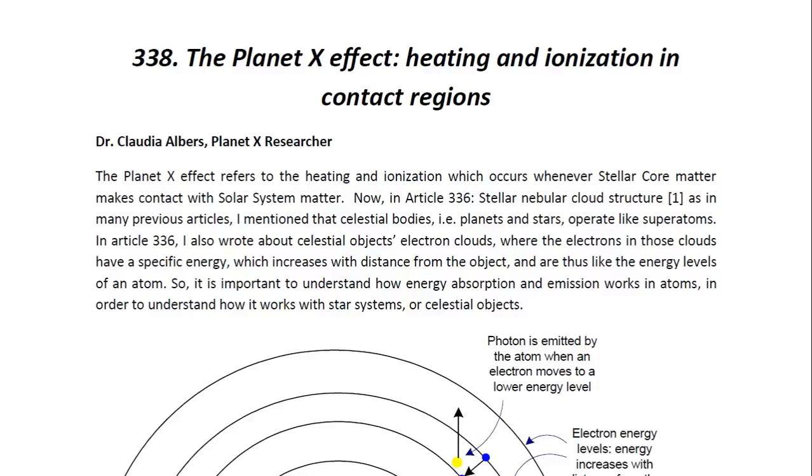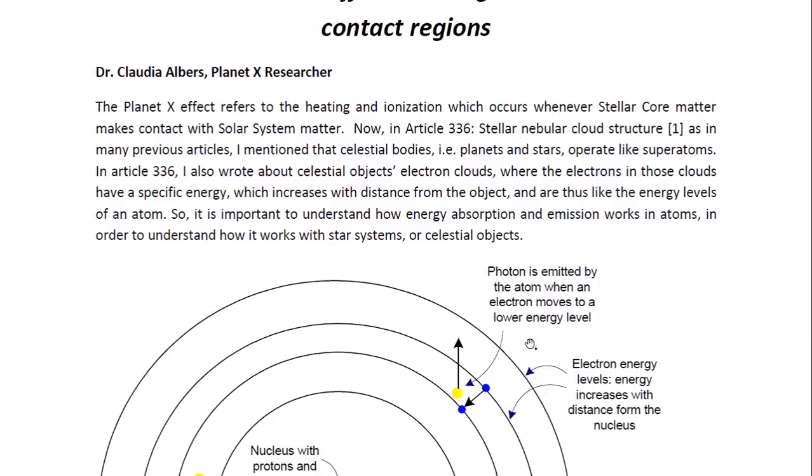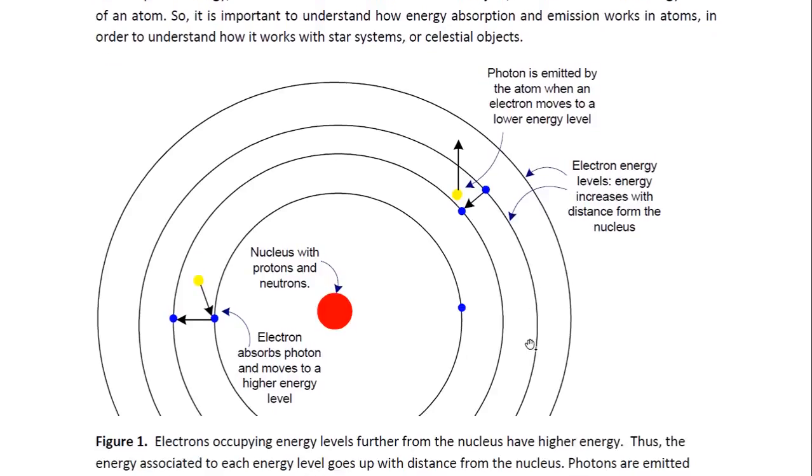celestial bodies, i.e. planets and stars, operate like superatoms. In Article 336, I also wrote about celestial objects' electron clouds, where the electrons in those clouds have a specific energy which increases with distance from the object, and are thus like energy levels of an atom. So it is important to understand how energy absorption and emission works in atoms in order to understand how it works with star systems or celestial objects.